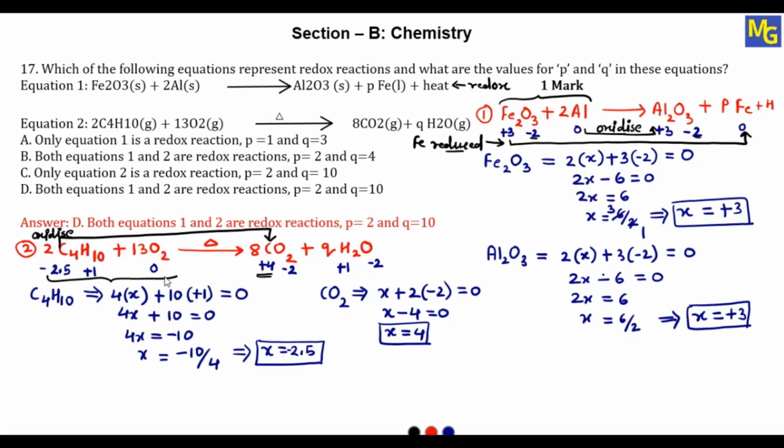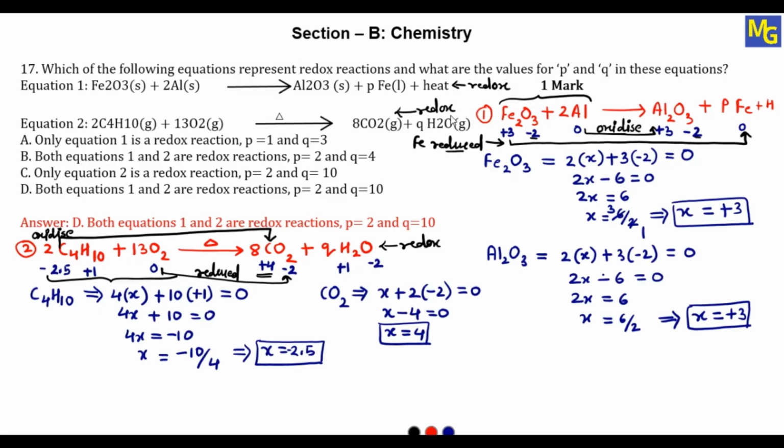And see oxygen, here it was 0, and on the other side oxygen has become minus 2. So the oxidation state has decreased. So oxygen has reduced. So carbon has oxidized and oxygen has reduced. So in this reaction also, one substance has undergone oxidation, the other has undergone reduction. Therefore, this reaction is also a redox reaction.